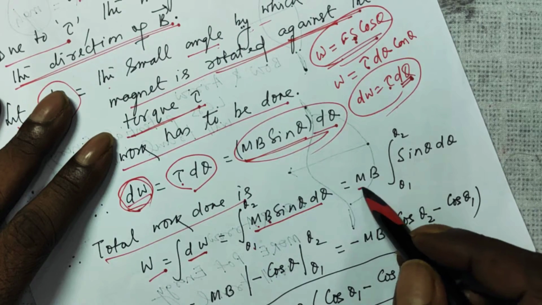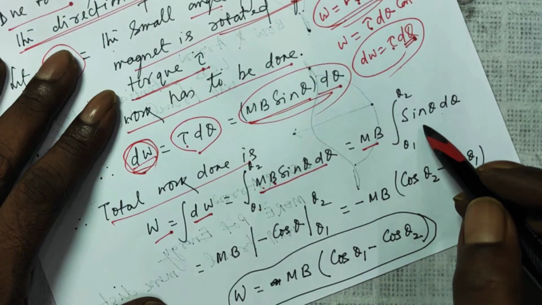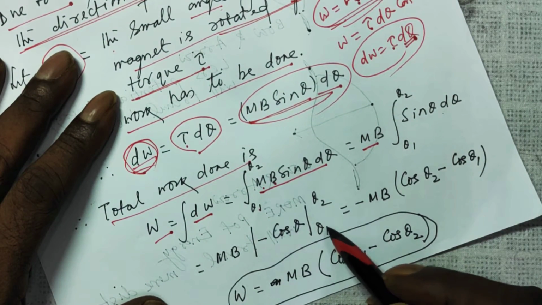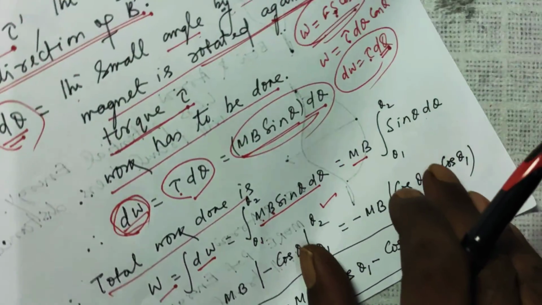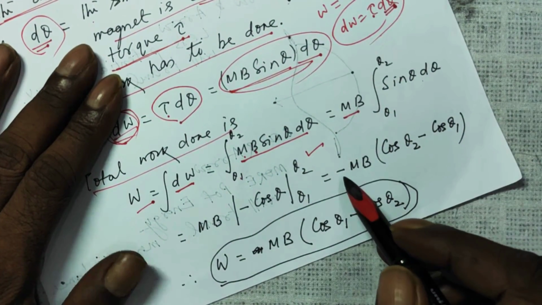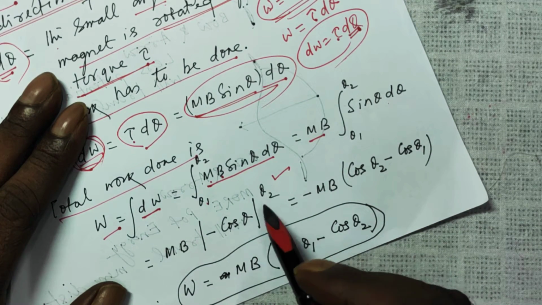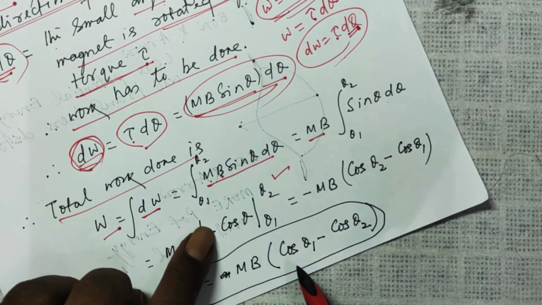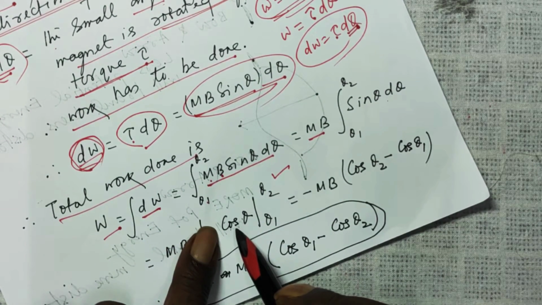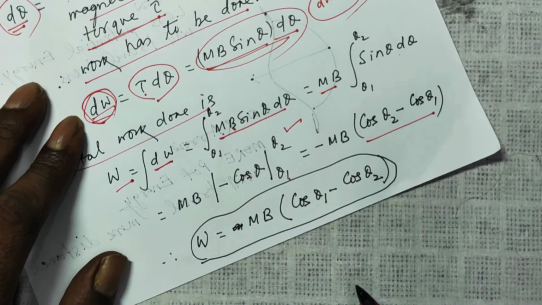MB is constant, so it is taken out. Integration of sin theta d theta from theta 1 to theta 2. Integration of sin theta comes out to be minus cos theta, its value from theta 1 to theta 2. Now the minus sign I take outside, so it becomes minus MB. We are left with only cos theta, so cos theta 2 minus cos theta 1.